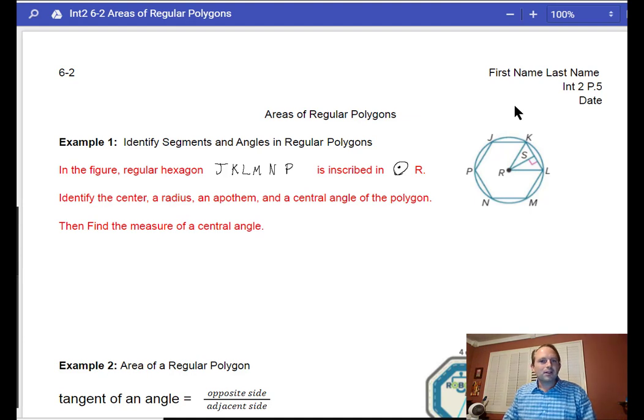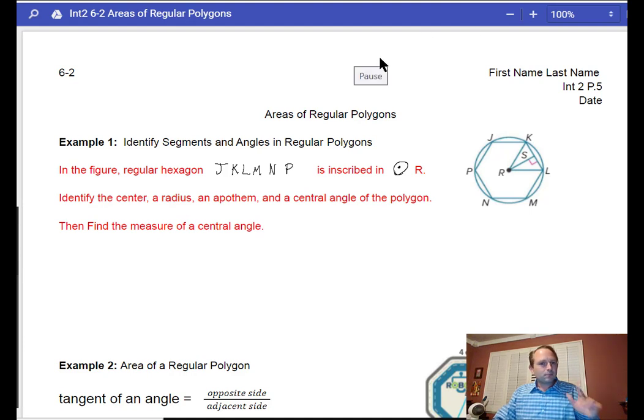We're going to do our notes on 6-2, areas of regular polygons. Example 1, identify segments and angles in regular polygons. So in the figure, regular hexagon JKLMNP is inscribed by the circle R. Identify the circle, the radius, an apothem, and a central angle of the polygon. Then find the measure of the central angle.